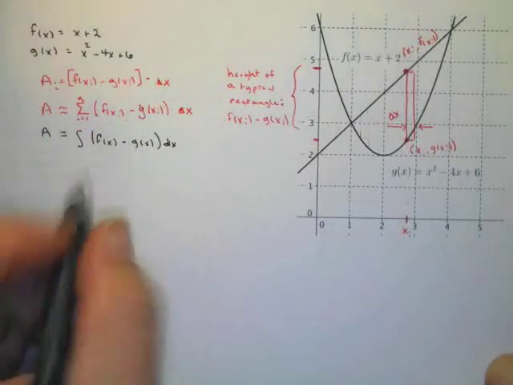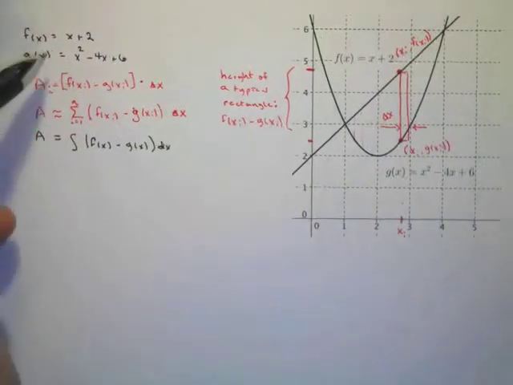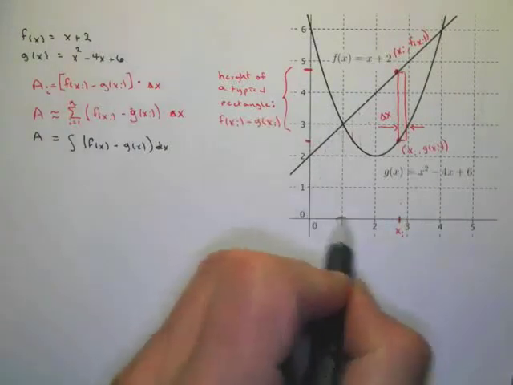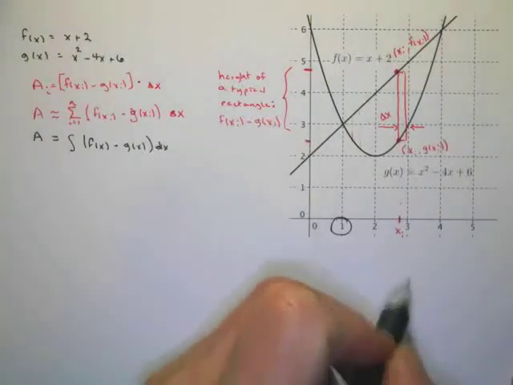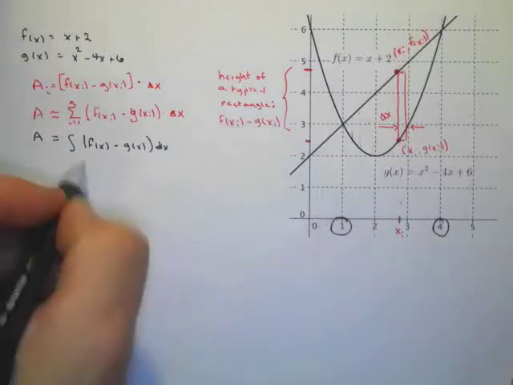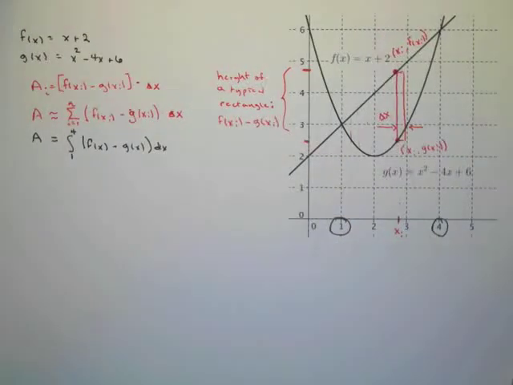Now, a word about the bounds. These two functions are very easy to graph by hand, and very clearly they intersect at x equals 1 and up here at x equals 4. So very clearly from this graph, we're integrating from 1 to 4. That's our bounds of integration.